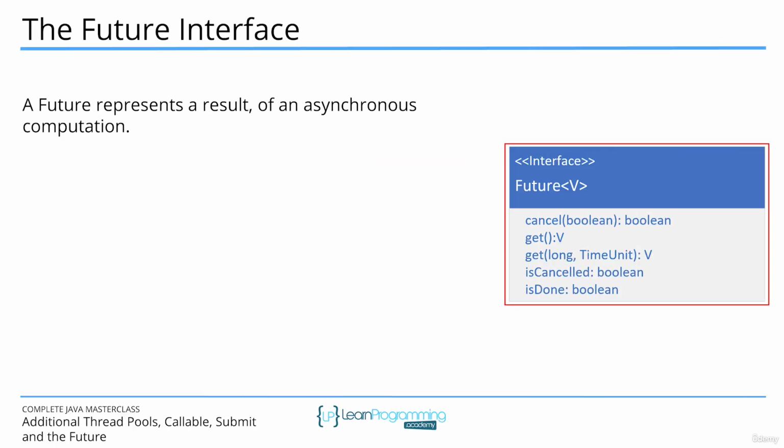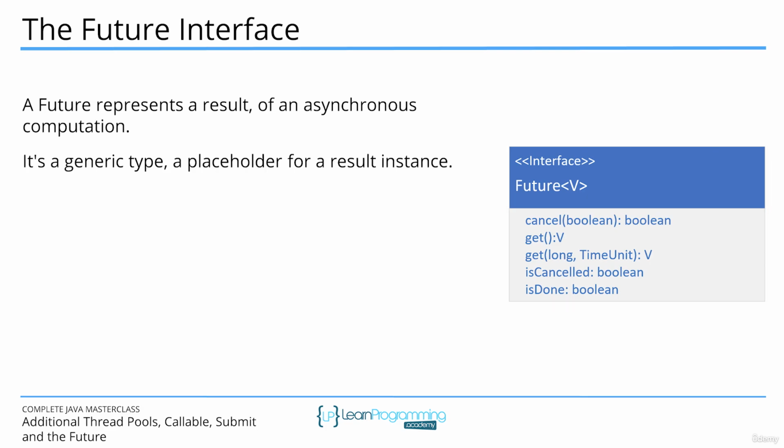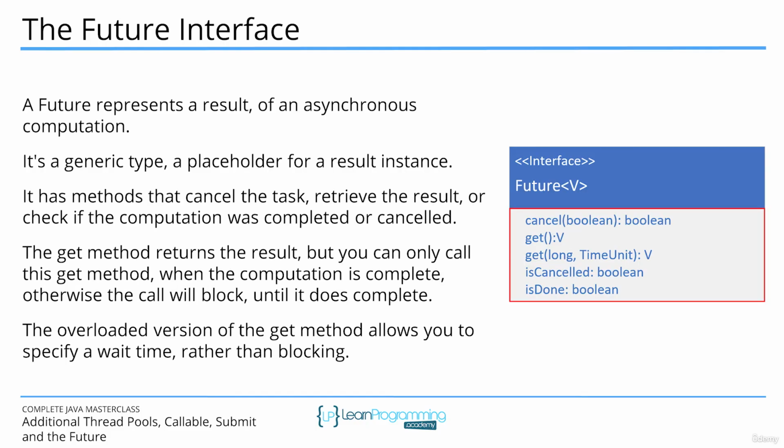A future represents a result of an asynchronous computation. It's a generic type, a placeholder for a result instance. It has methods that cancel the task, retrieve the result, or check if the computation was completed or cancelled. The get method returns the result, but you can only call this get method when the computation is complete, otherwise the call will block until it does complete. The overloaded version of the get method allows you to specify a wait time rather than blocking. Let's examine this in some code.